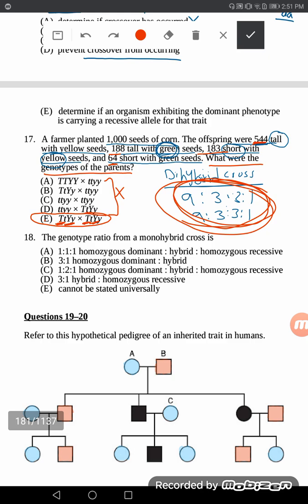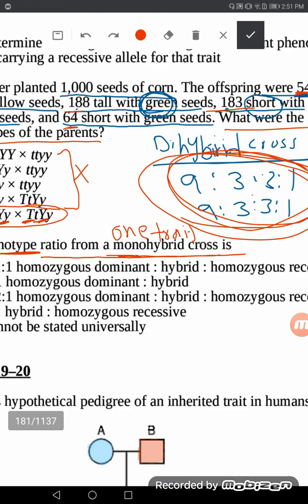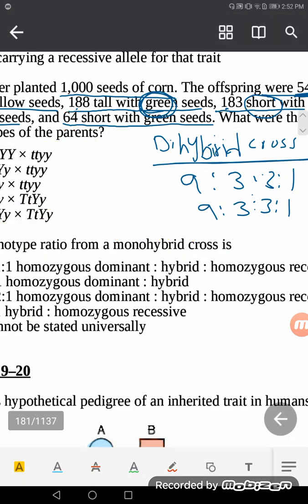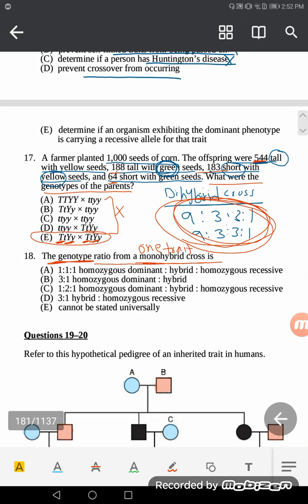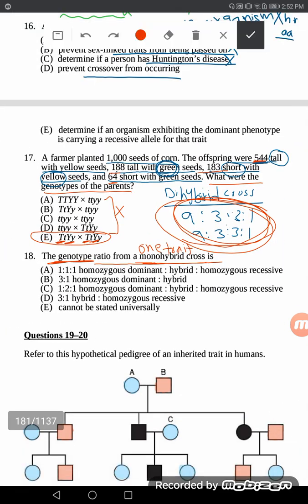And now let us go to the next question, which says the genotype ratio from a monohybrid cross. So it's genotype. We have to pay attention because it's different in genotype and in phenotype. From a monohybrid cross. Monohybrid means studying only one trait, while in the case of dihybrid cross, we are studying two traits.